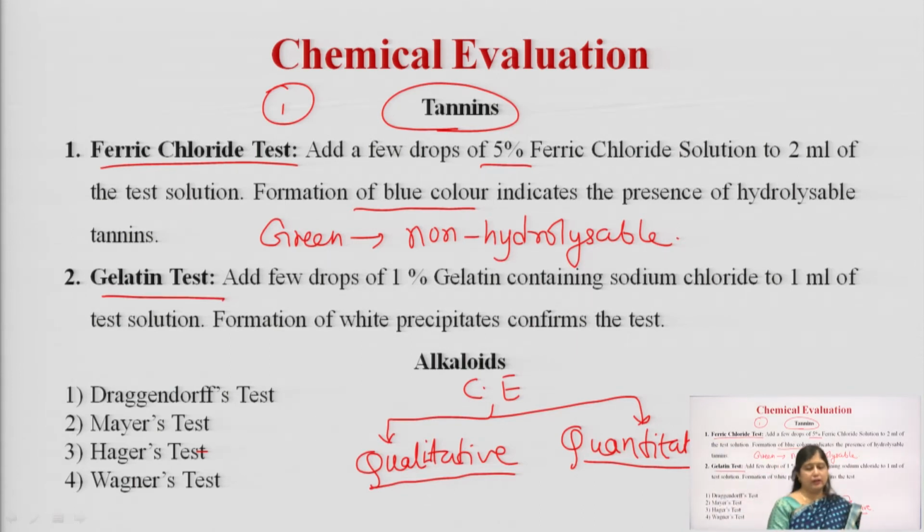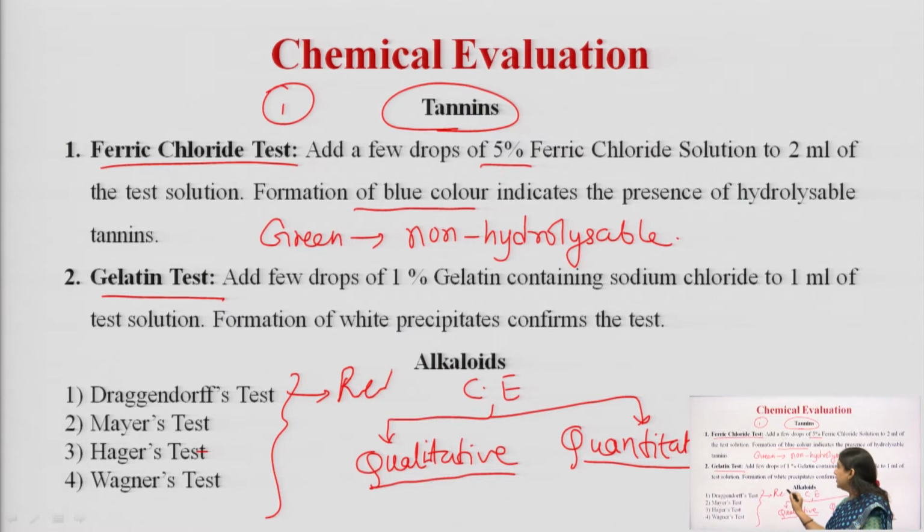Then the alkaloidal test. In alkaloids, there are 4 main tests which are always mentioned, that is Dragendorff's test, Mayer's test, Hager's test and Wagner's test. I will just explain the main tests in brief. In Dragendorff's test, we normally use potassium bismuth iodide, and when this solution is mixed with alkaloid, it produces a red orange colored precipitate.